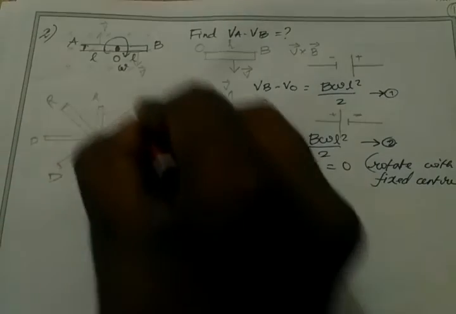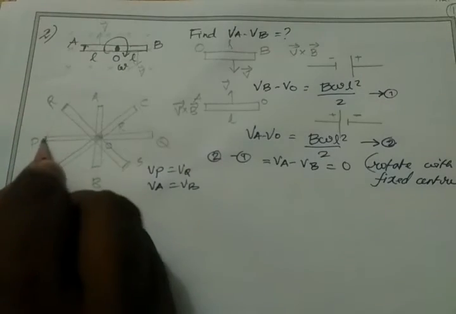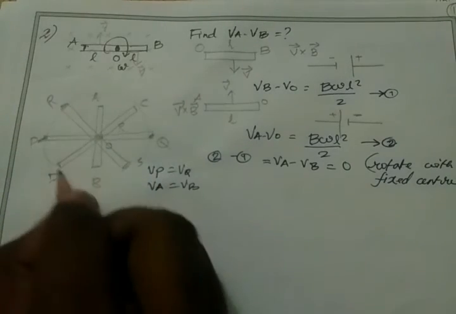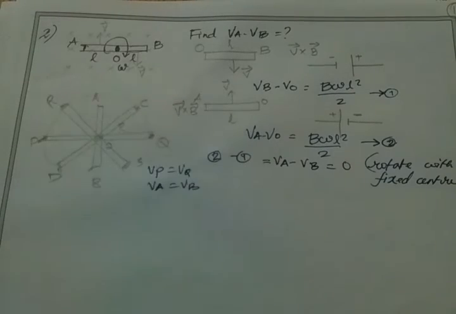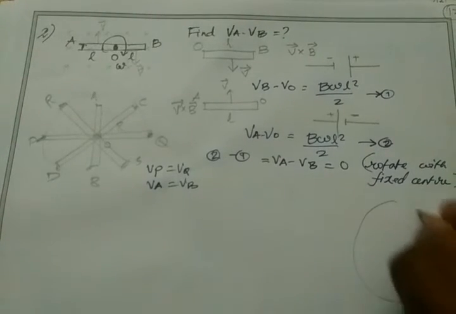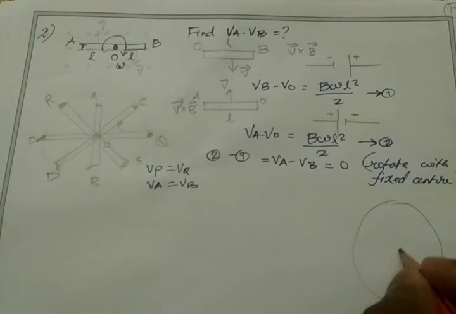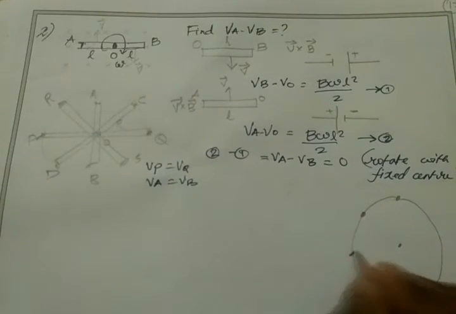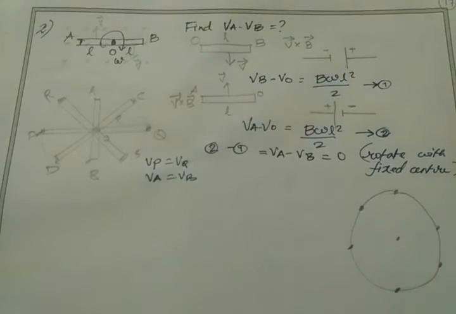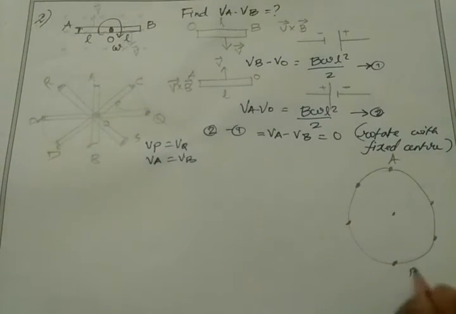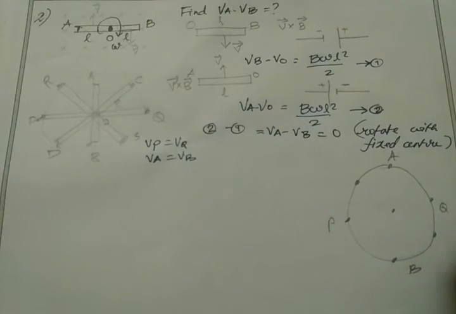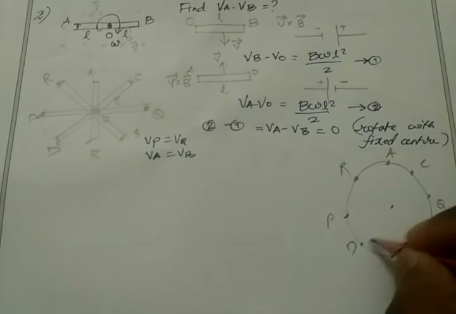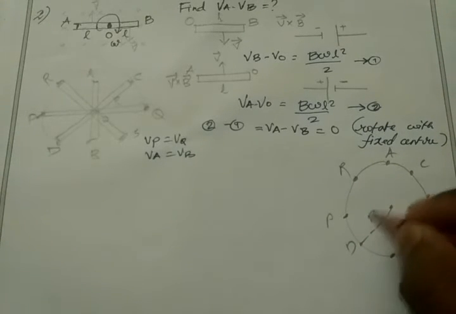It forms a circle, right? It forms a circle. So potential at this point will be equal to potential at this point, and potential at this point will be equal to potential at this point. So if I join all these points, then I get a circle, which means a circular disk rotates with fixed center. Then my potential difference at all the points will be 0, right? So A, B, P, Q, R, S, C, D, the potential difference at all the points will be 0.